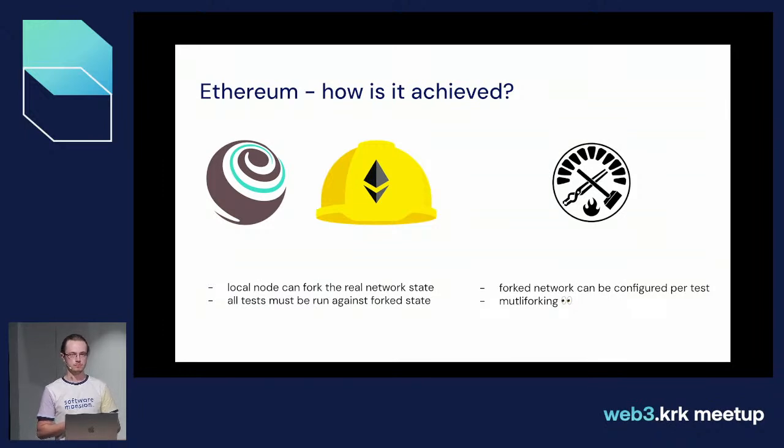There are three biggest tools to test smart contracts on Ethereum. It's Truffle and Hardhat, in which you can fork a real network and run it on your machine, and then run your tests on this forked state, but you can't really configure it. You can only type truffle test on the local network. So it's not really flexible, but in Foundry, every test can have a different network which is forking, and you can configure it inside the test. It's something called multi-forking, but I will talk about it later.